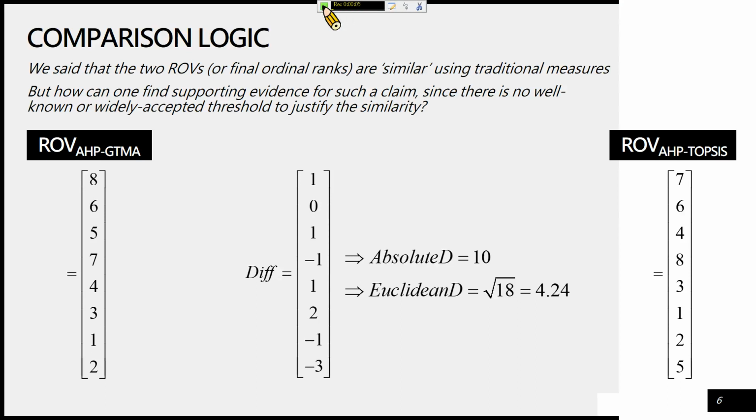For example, there are two ROVs, the ROV using AHP with GTMA and the ROV using AHP with TOPSIS. The final ordinal ranks when we used separate methods for the same problem with 8 decision alternatives are shown on the left and on the right. The difference vector is computed in the middle. According to this difference vector, one may easily get the messages about similarity using the traditional measures, like the one-dimensional absolute distance and the two-dimensional Euclidean distance.